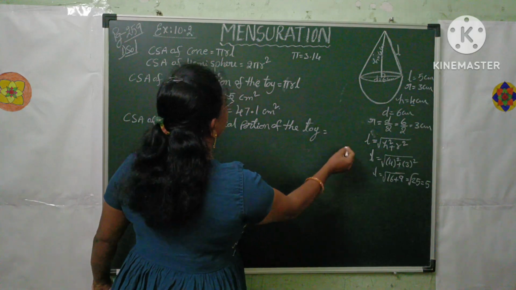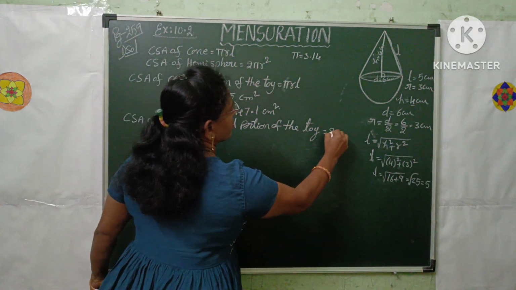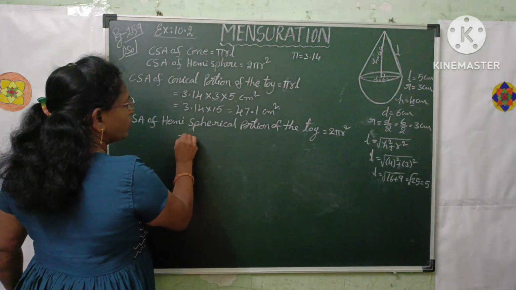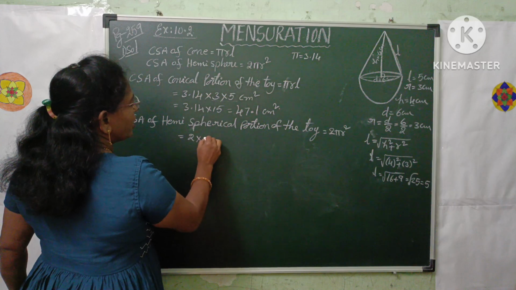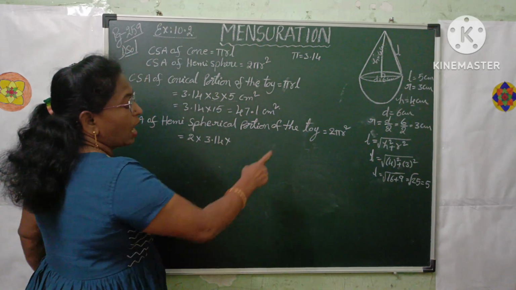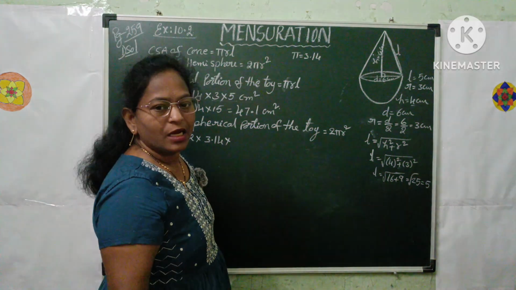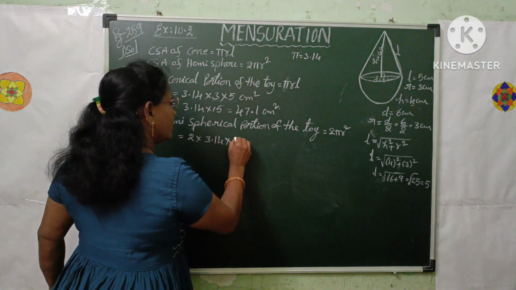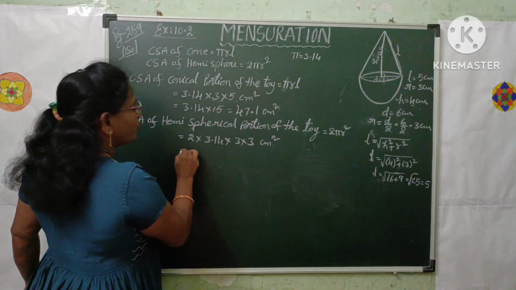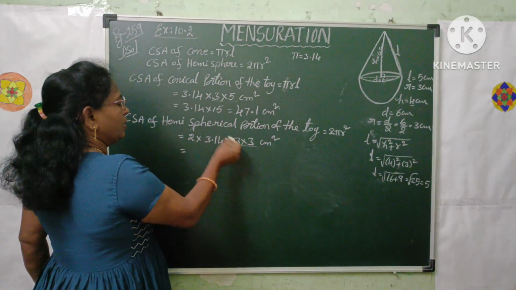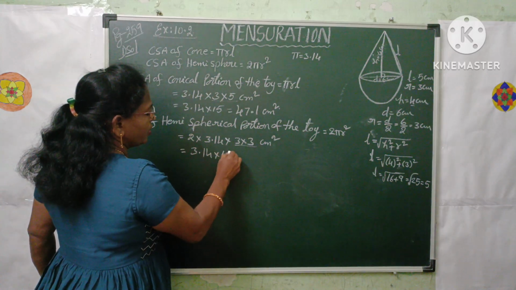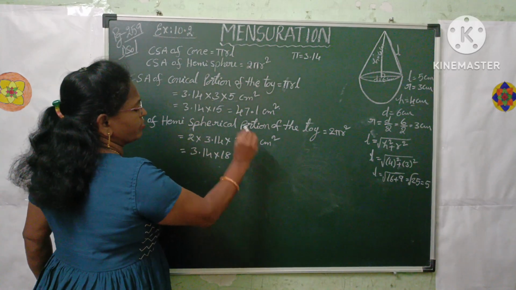Surface area of the hemisphere is equal to what? 2 pi r square. Here also, 2 into pi value is 3.14, into r square. r means 3, so 3 square is 9, or else 3 into 3 centimeter square. Now multiply: 3 3s are 9, 9 2s are 18. So that is 3.14 into 18 centimeter square.